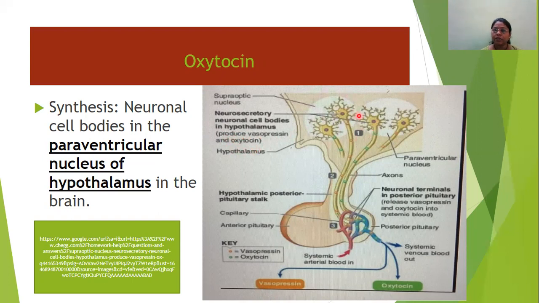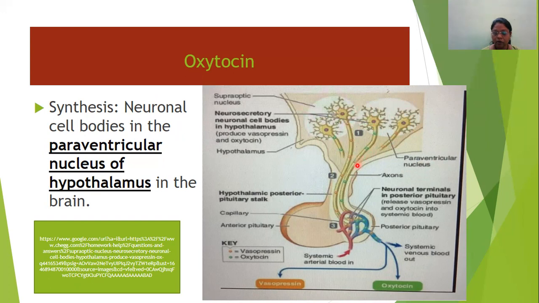So this is the hypothalamus region, and this hypothalamus region contains the paraventricular nucleus region. This paraventricular nuclear region contains the neurons, which are also called as neuronal cell bodies. So these neuronal cell bodies that are present in the paraventricular nucleus in the hypothalamus are responsible for secretion of the oxytocin. Okay, so here you are observing this is the paraventricular nucleus present within the hypothalamus, and it is responsible for secretion of the oxytocin.